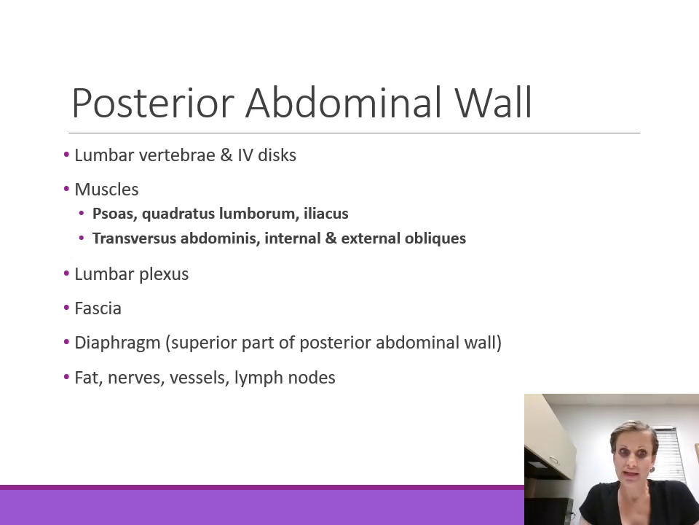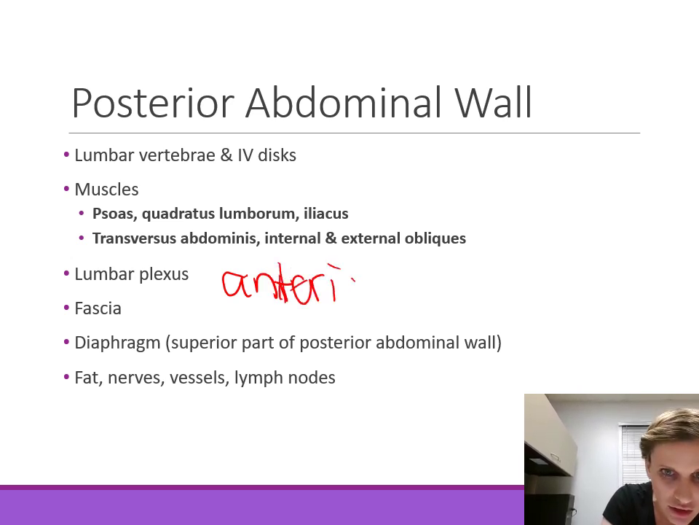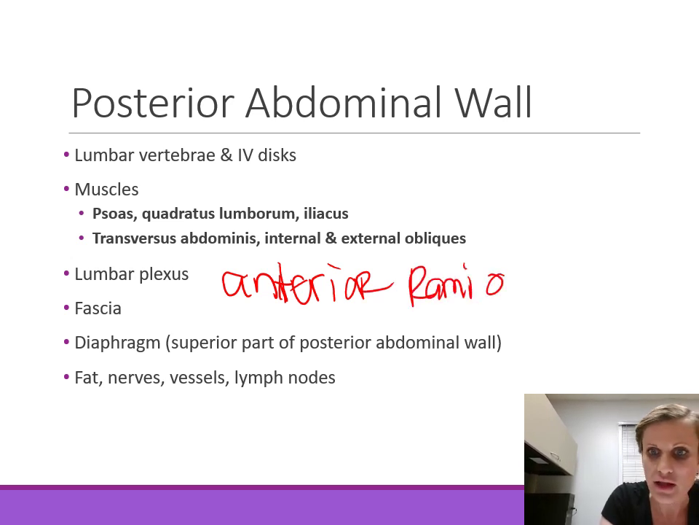The lumbar plexus is present in the posterior abdominal wall. The lumbar plexus is composed of the anterior rami of the lumbar spinal nerves.